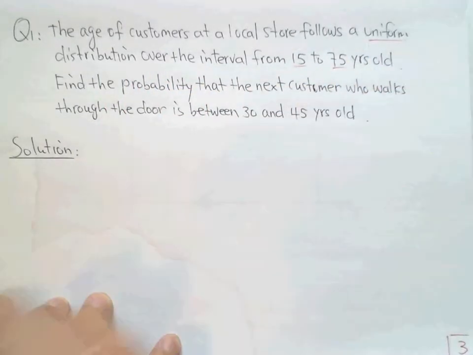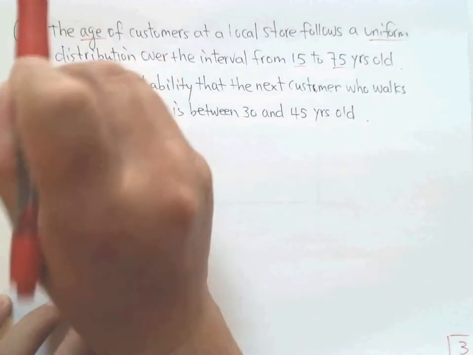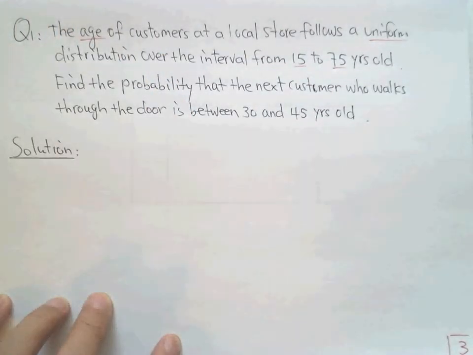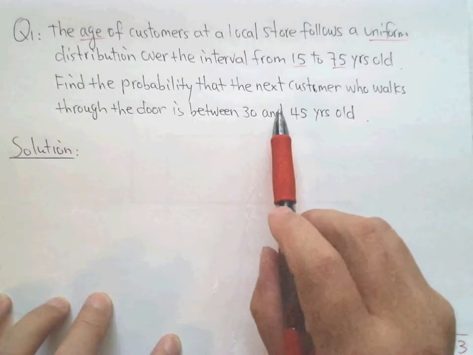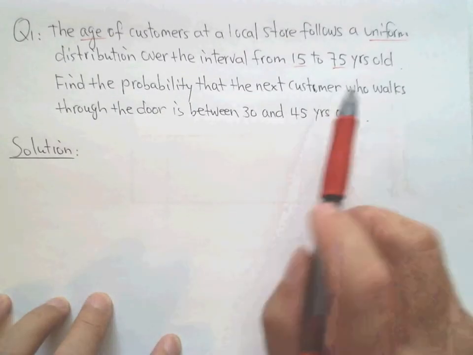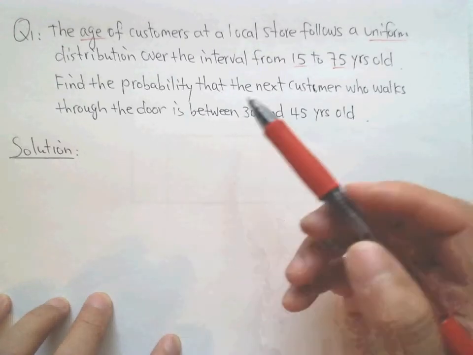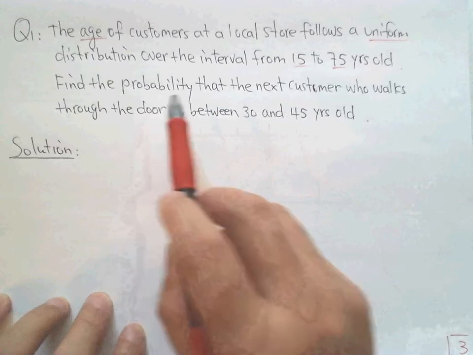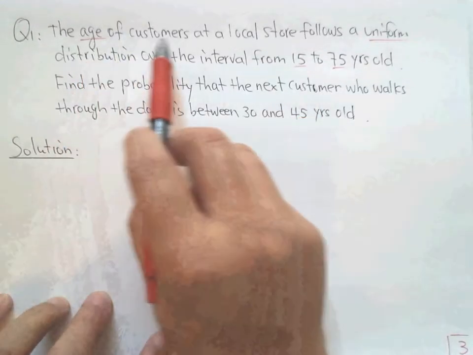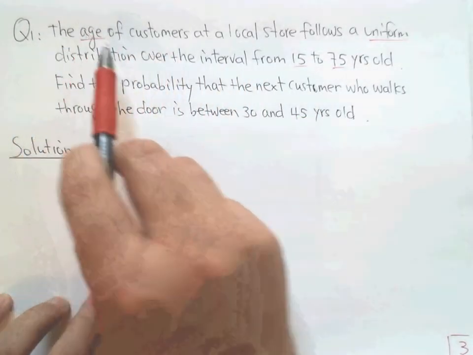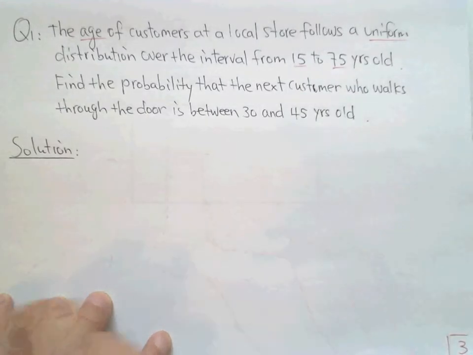Another thing is it says the age follows a uniform distribution. You need to make a random variable for yourself, right? So let's look at what the question is. Find the probability that the next customer who walks through the door is between certain ages. The question is asking about another customer. However, we have the assumption that the customer's age follows a uniform distribution.